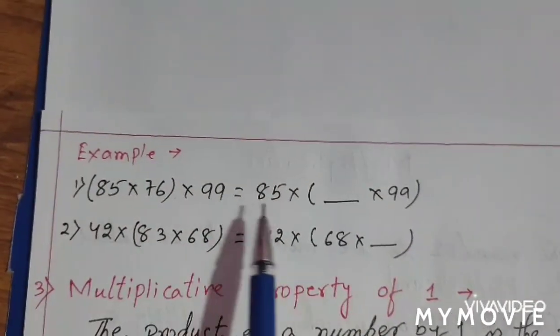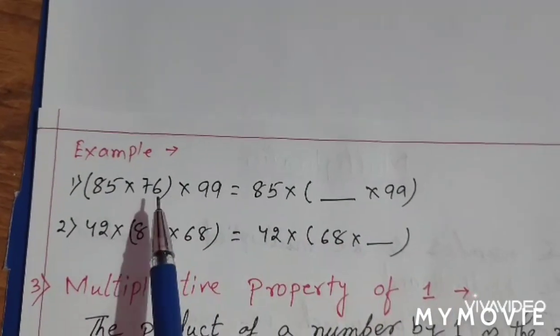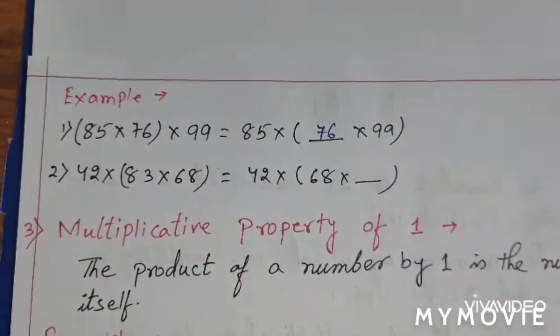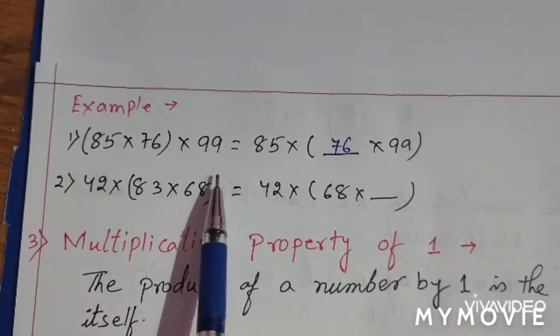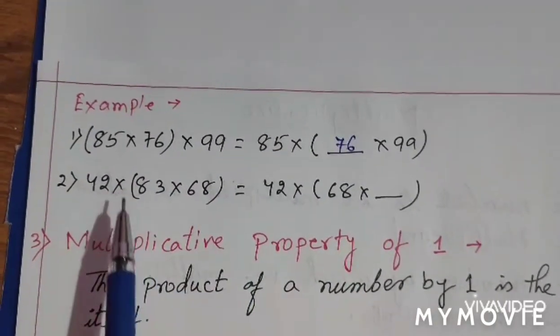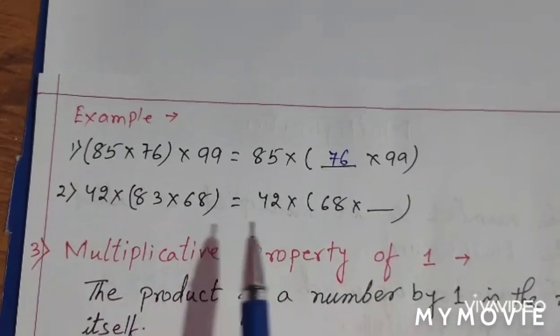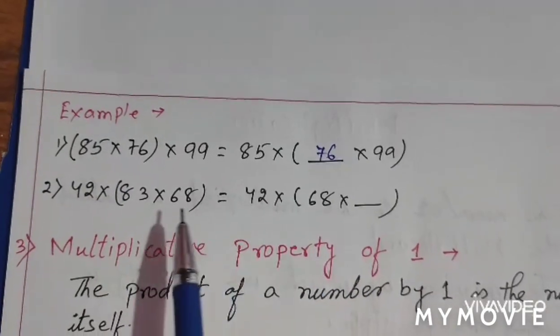Just see, 85 is given, 99 is also given, which is omitted? 76. So here will be your 76. Next, 42 into 83 into 68. This is the grouping, that's why the bracket is given over here. Okay, now see, 42, here also 42, 68, here also 68, which is omitted?